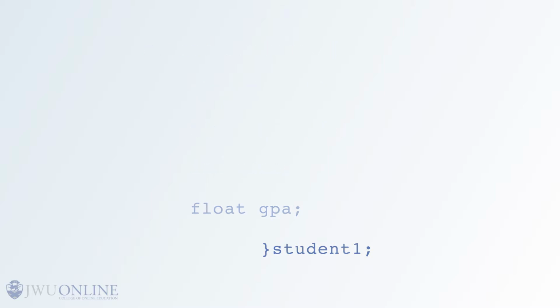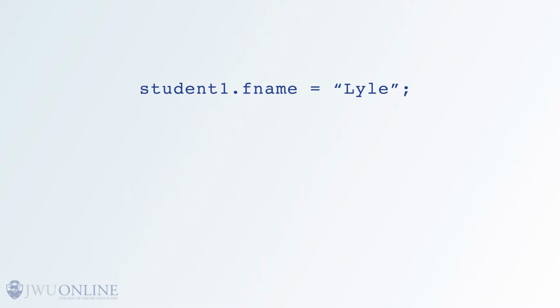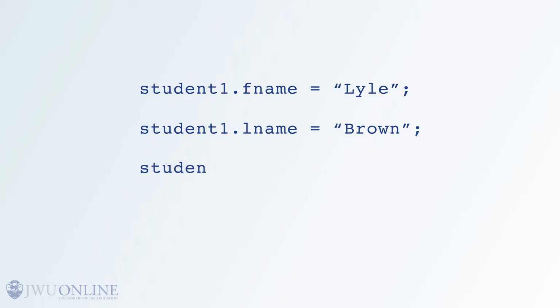Now, to populate this structure, you would use the selection operator, or the dot, such as student1.fname equals, let's say, Lyle, and student1.lastname equals Brown. Student1 year, say he's a sophomore, 2, and student1 GPA, 3.9.